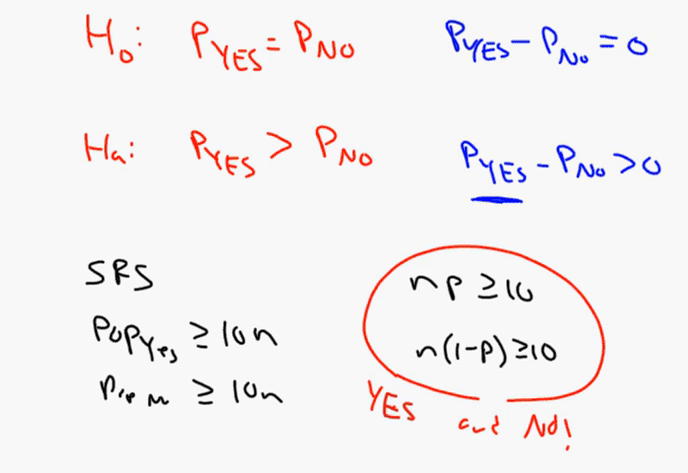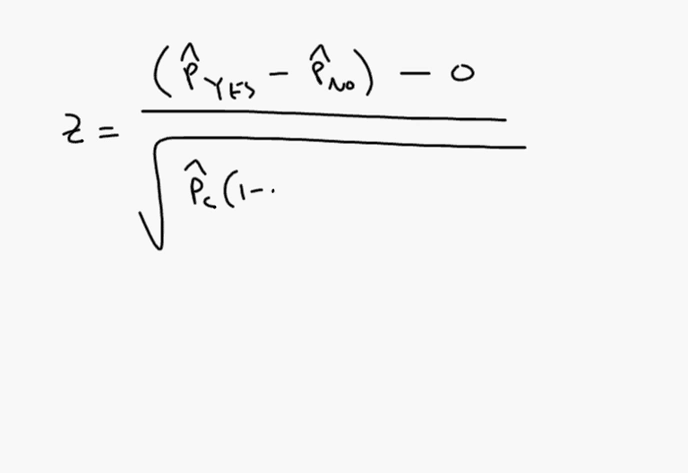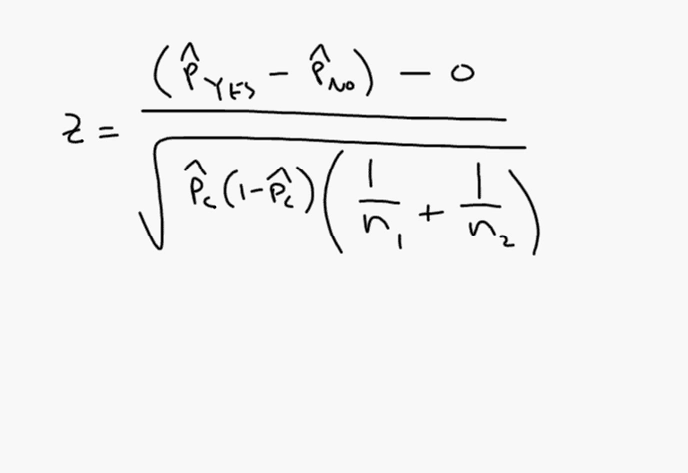The z-test statistic for difference in proportions looks like this: p-hat 1 minus p-hat 2 minus 0, over the standard deviation. And don't forget, you got to use p-hat combined in a problem like this, with 1 over n1 plus 1 over n2. Actually, I should be careful. Just so you know, the 1 goes with the yes group, and this goes to the no group.